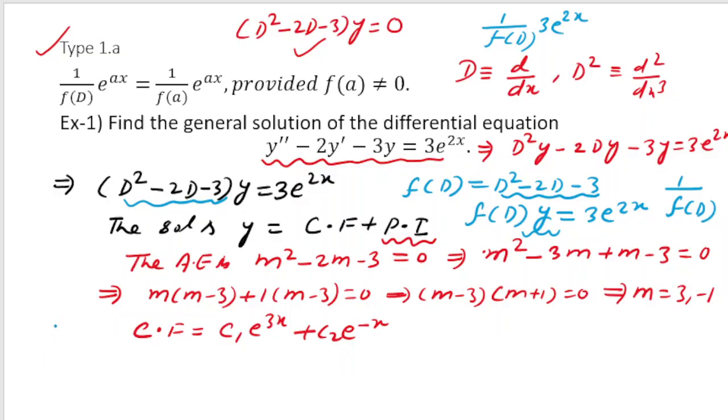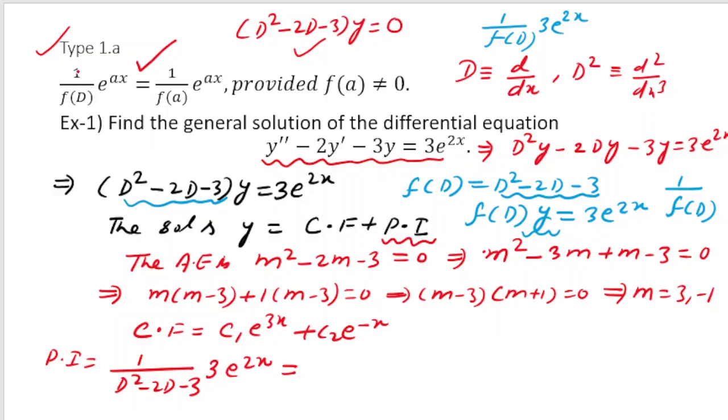So the process of finding the particular integral is that we write the PI as 1 by fD. So 1 by fD here is 1 by D square minus 2D minus 3, and that we operate on the right hand side, that is 3 e to the power 2x. And how to apply this operator here? For that we already have a standard result.